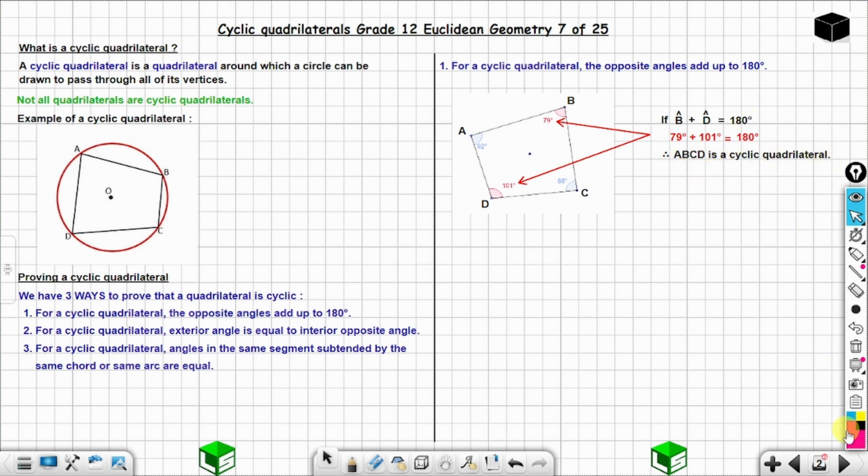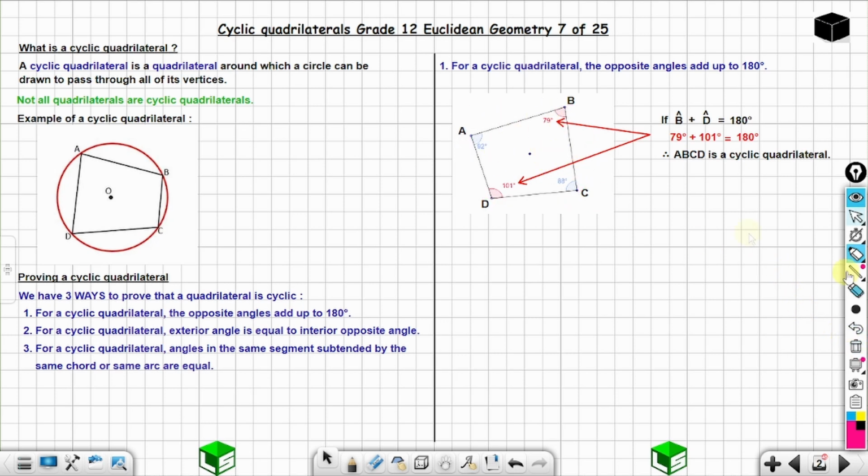It means a circle can be drawn around this quad in such a way that all four vertices are going to be touched. My circle is not that good, but I hope you understand what I'm trying to do.